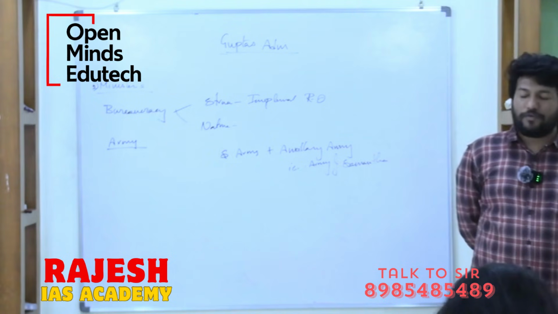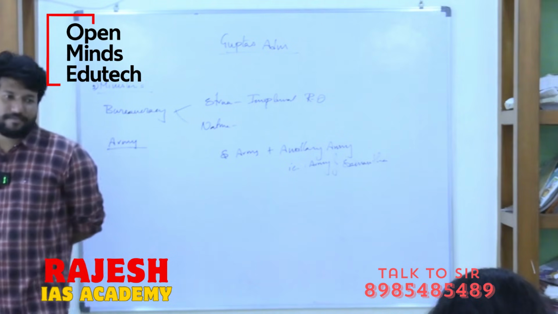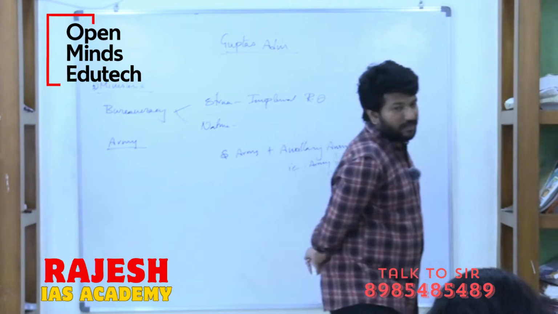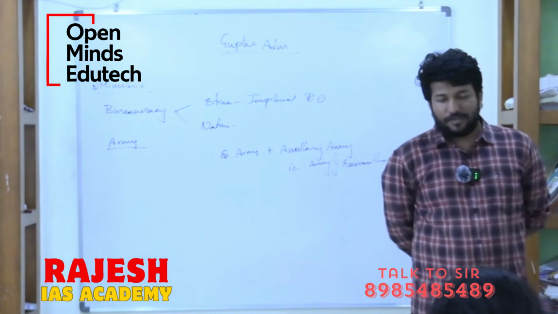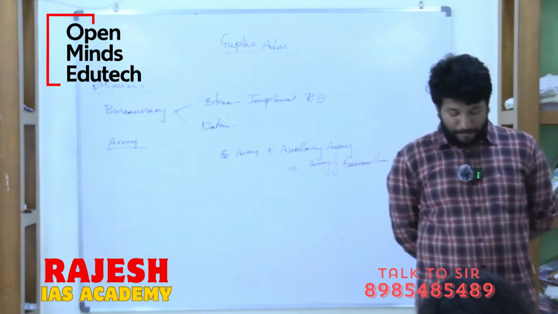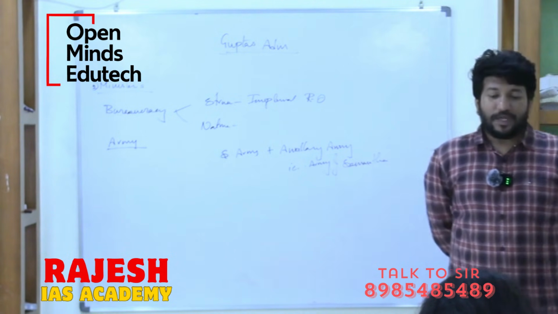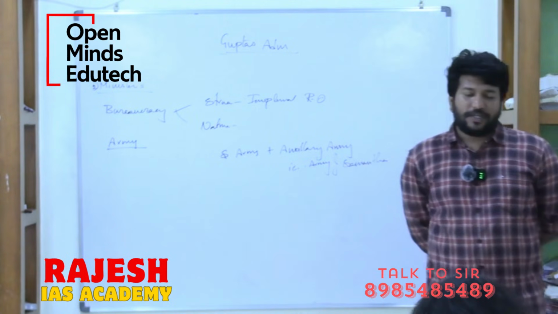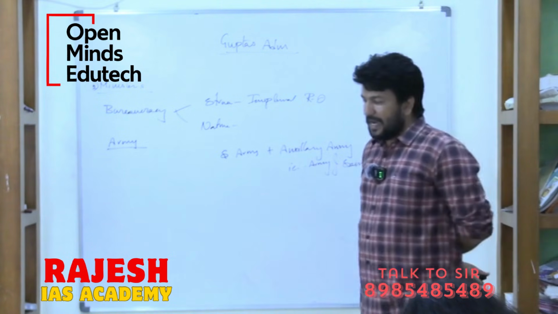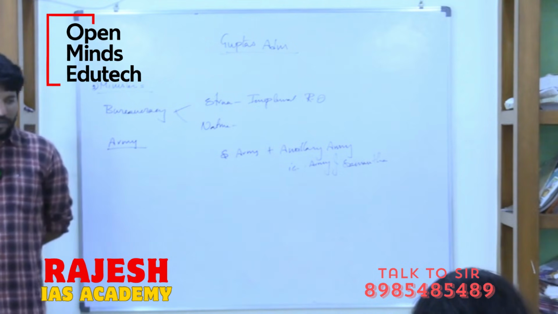Although there were visitors also, Harisena and Fahyan. You write: what is the strength of the Guptas, elephant or cavalry? Cavalry. Cavalry is the main strength. Next, the top officials were given land grants. In the military, the top officials were given land grants, and the lower ranks were given cash as salary.